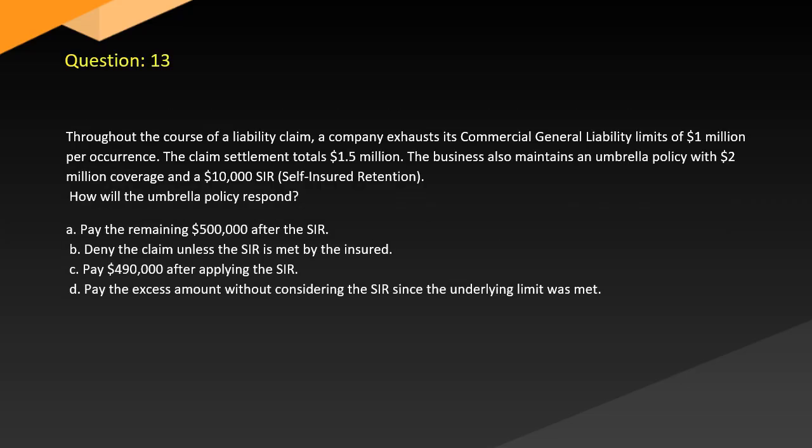Question 13. Throughout the course of a liability claim, a company exhausts its commercial general liability limits of $1 million per occurrence. The claim settlement totals $1.5 million. The business also maintains an umbrella policy with $2 million coverage and a $10,000 self-insured retention. How will the umbrella policy respond?